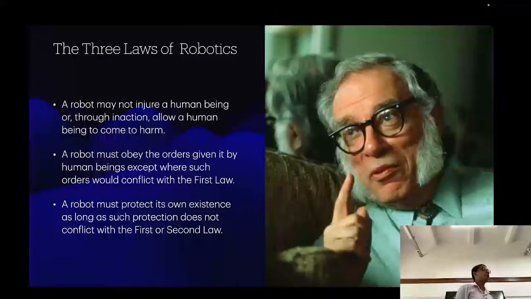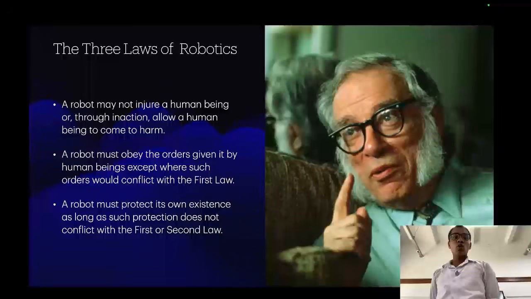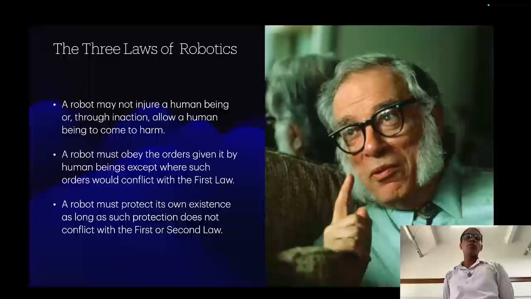These are the 3 laws of robotics. Here's Isaac Asimov. It says, a robot may not injure a human being or through an action allow a human being to come to harm.